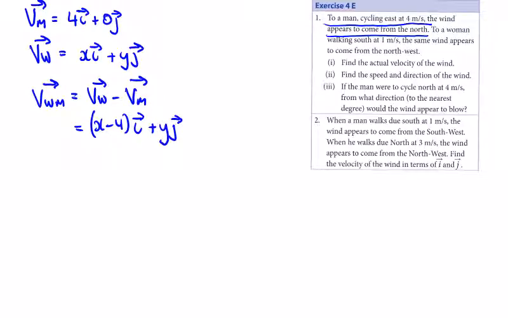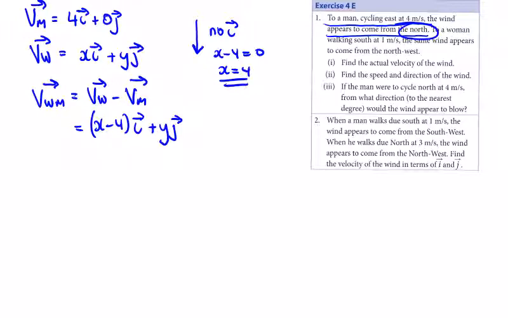So what can we say? It's coming from the north. So if it's coming from the north, we can say there's no i. So x minus 4 has to be equal to 0. So x is equal to 4. So that's all for x. So now we use the second part here.